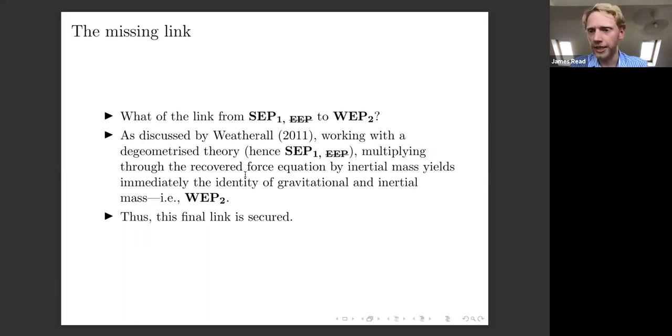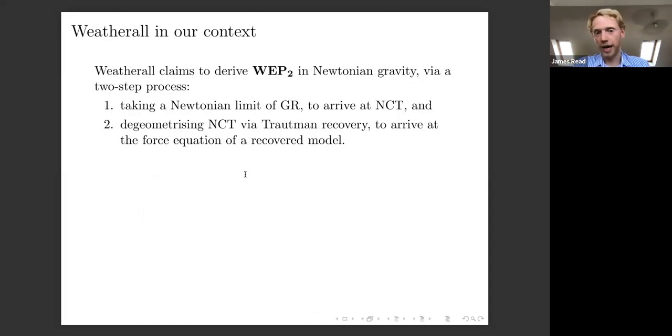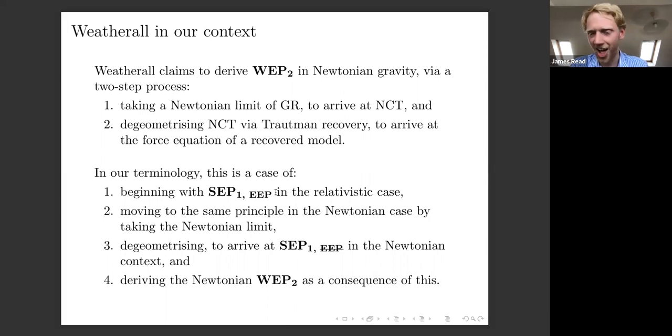So that seems to show that once you're in a degeometrized framework, you can get this coincidence, if you got that degeometrized framework from recovery applied to the geometrized theory. So Weatherall claims to derive the second version of the weak equivalence principle in Newtonian gravity via a two-step process, first taking the Newtonian limit of GR to arrive at Newton-Cartan theory, and then degeometrizing Newton-Cartan theory using Trautman recovery to arrive at the force equation of a recovered model. In our language, this would involve beginning with SEP1 EEP, i.e. a geometrized theory, moving to the same principle in the Newtonian case by taking the Newtonian limit, and then degeometrizing to arrive at the degeometrized theory, i.e. Newtonian gravity, and then deriving the coincidence of gravitational and inertial masses from that.